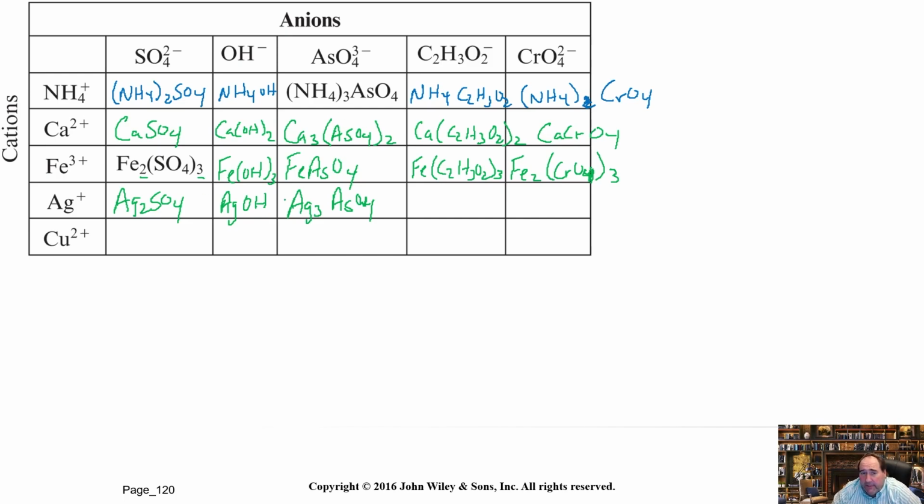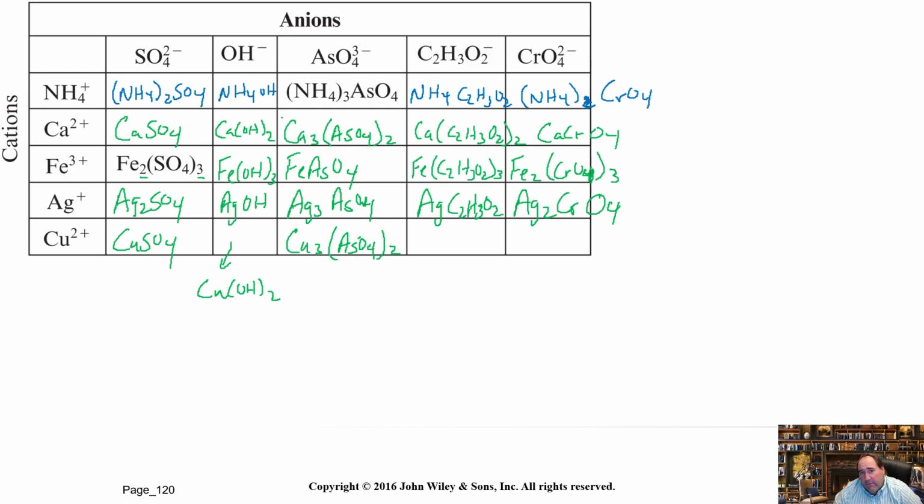+1, -1, I will just need 1 of each. No parentheses actually needed here. +1, -2, I will need 2 of the silvers in this case, CrO4. Lastly here, +2 and -2, 1 of each will do me here. +2, -1, I will need, actually go below here, 2 of the hydroxide. +2 and -3, common number 6, which means I will need 3 of those to get to 6. I will need parentheses. And I will need 2 of those to get to 6.